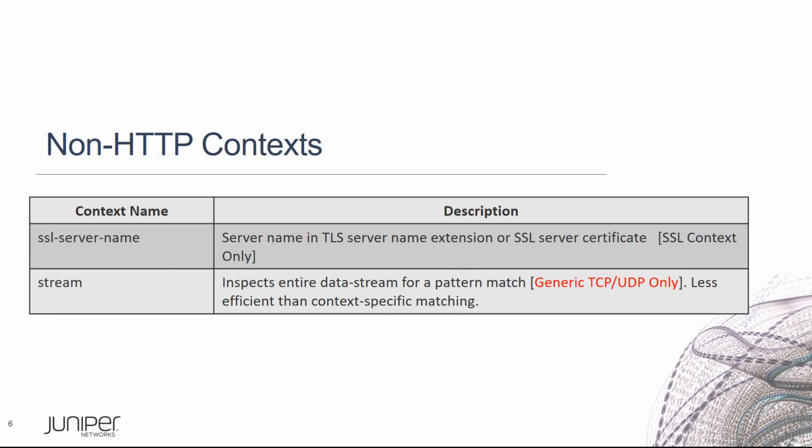So the remaining two contexts on our list are two of the more popular options for defining custom signatures. SSL server name is a great first context that you can use for defining web applications, especially when you're not using SSL forward proxy on the SRX. And for applications which do not leverage HTTP as their underlying transport, utilizing the stream context allows you to search for patterns in any TCP or UDP stream for a match. It's of course not as efficient as the other contexts, but it does allow for considerable flexibility when defining applications. And of course, we'll end up using this context in our example later on.